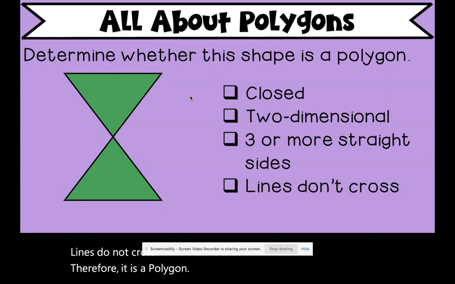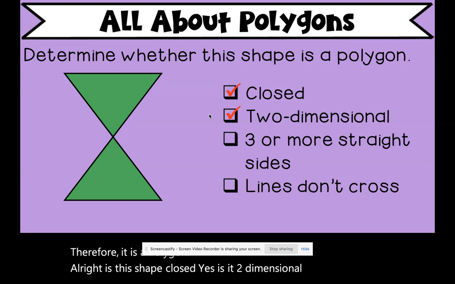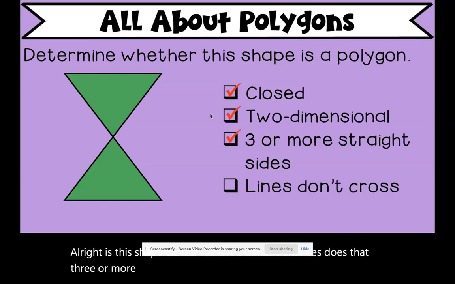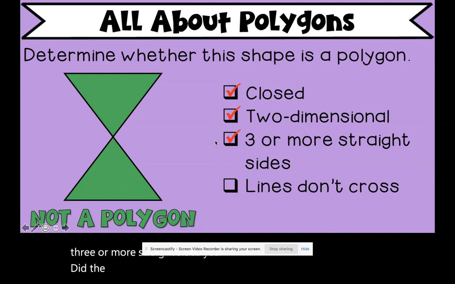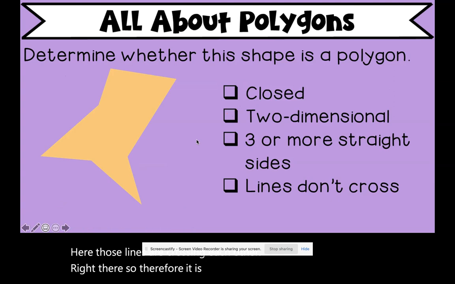All right. Is this shape closed? Yes. Is it two-dimensional? Yes. Does it have three or more straight sides? Yes. Do the lines cross each other? See here, those lines are crossing each other right there. So therefore, it is not a polygon.